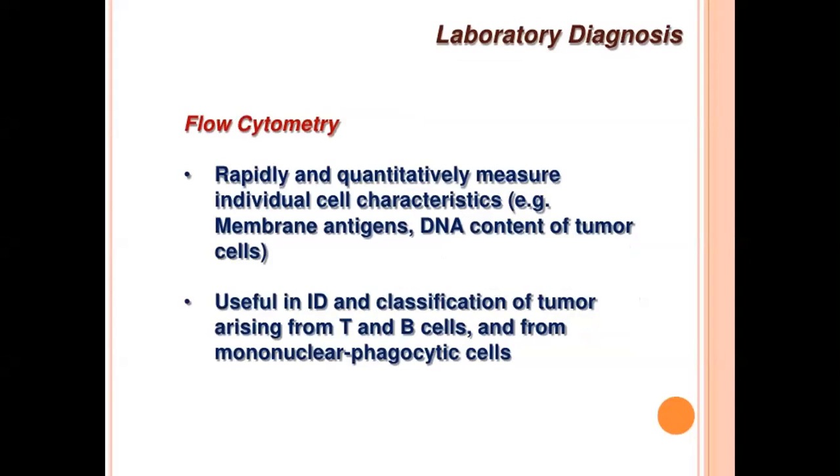What is flow cytometry? It rapidly and quantitatively measures individual cell characteristics, for example, membrane antigens and DNA content of the tumor cell. In this we evaluate membrane antigens and DNA content of the tumor cell. It is useful in identification and classification of tumors arising from T cells and B cells and from mononuclear phagocytic cells.